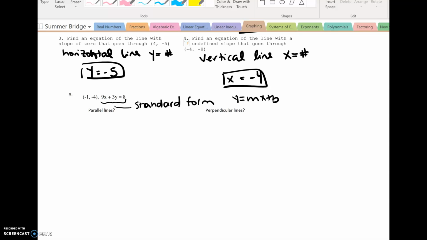Okay, so we're given the equation of a line, and we're given a point that the new line has to go through. We want to know: what if the lines are parallel? What would the new equation be? And then we're going to figure out, well, what if the lines are perpendicular? What would that equation be?